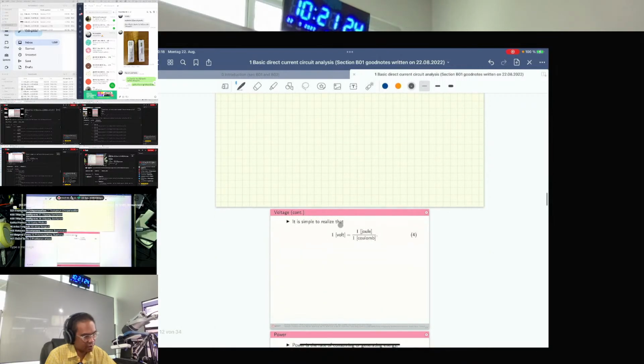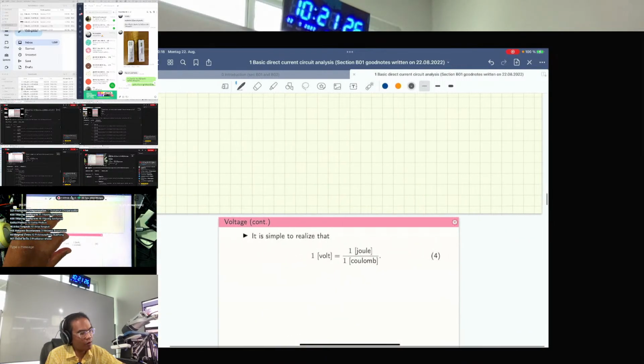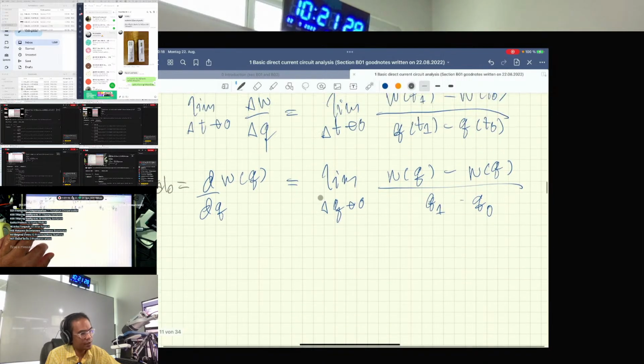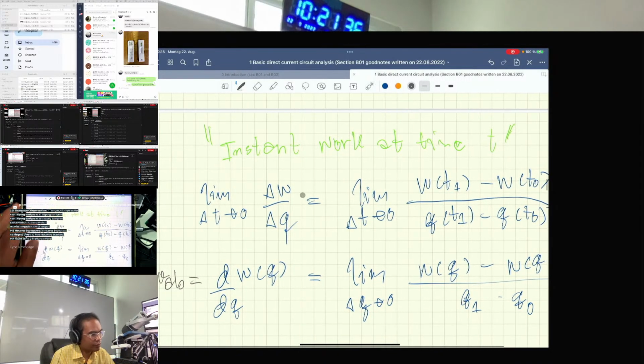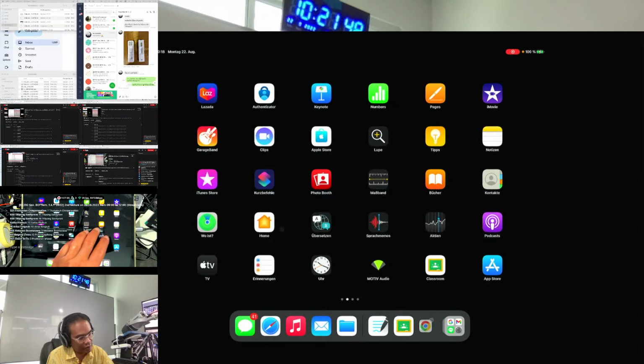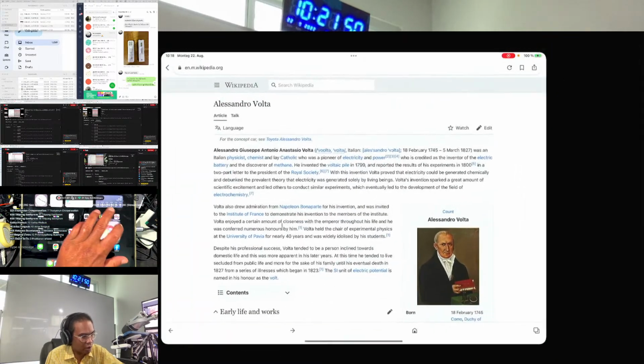Okay, the unit of voltage, right? Voltage is the ratio between work and charge, right? You know the unit of work, right? Unit of work is joule, right? Like energy. Energy has the unit of joule, and the unit of charge is the Coulomb, right? You know Coulomb, right? I'm gonna need to introduce you to Coulomb.